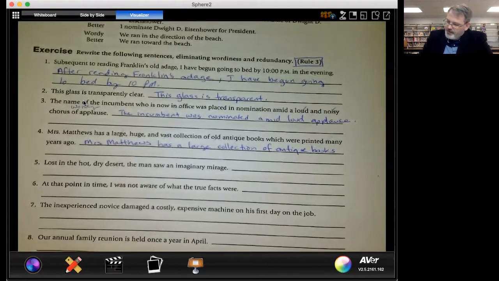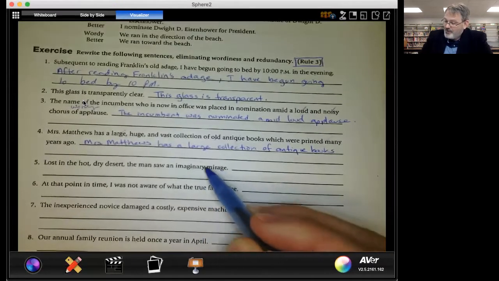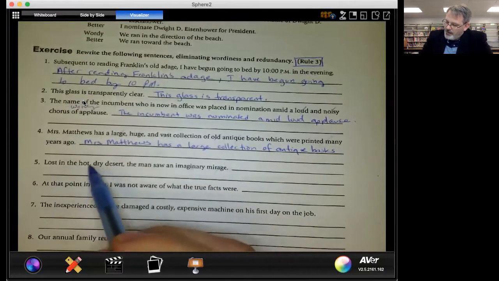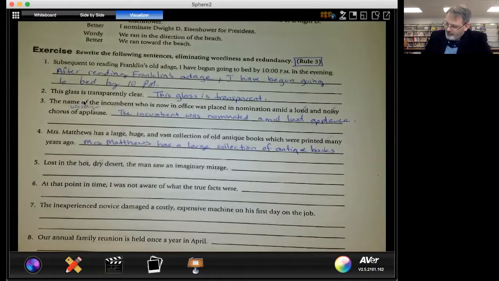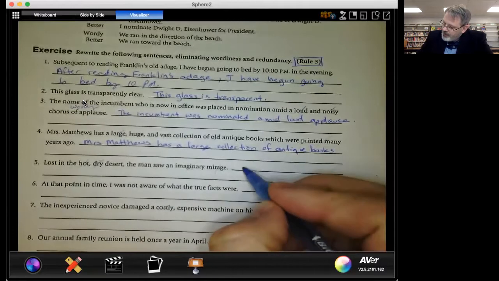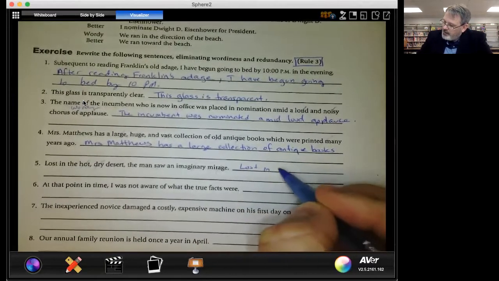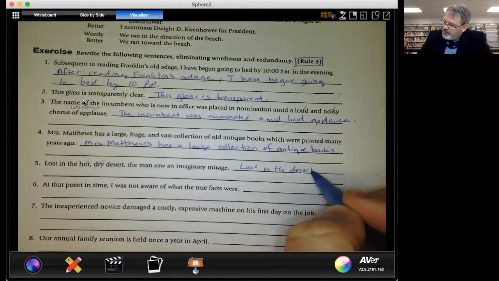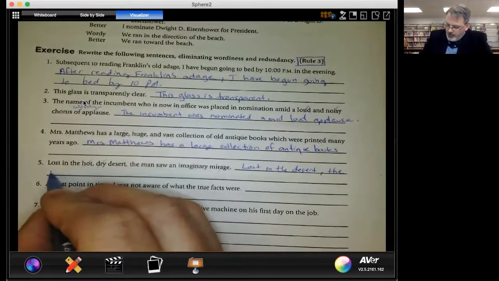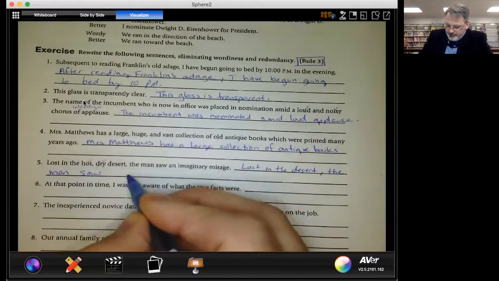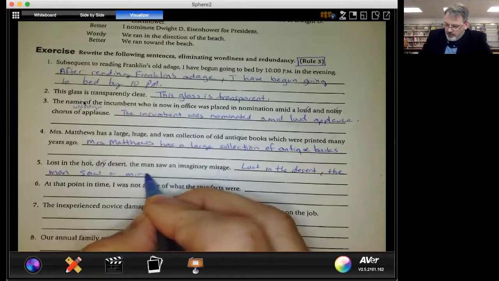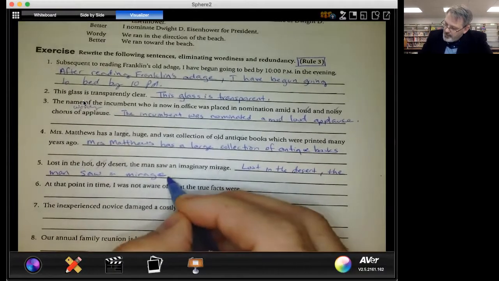Lost in the hot, dry desert, the man saw an imaginary mirage. Well, mirages are imaginary, so that's duplicate, that's redundant. A hot, dry desert. Hot deserts are hot and dry. I think we could just say lost in the desert, the man saw a mirage. Yeah, that's what they put too. Lost in the desert, the man saw a mirage. Period.